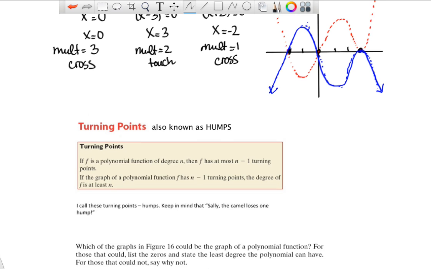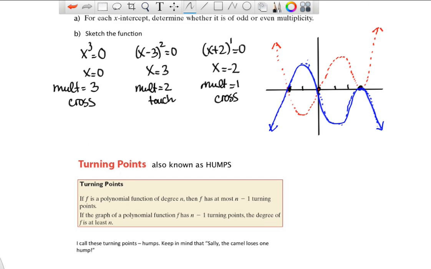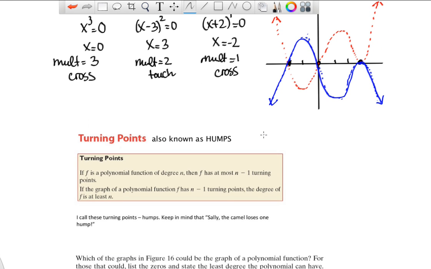If you know the degree of the function, then you know the maximum number of humps. For example, if I have a function that says x to the third plus 2x squared minus x plus 7, then I know that the number of turning points, or the number of humps, here is going to be 2. It's always one less than the degree.